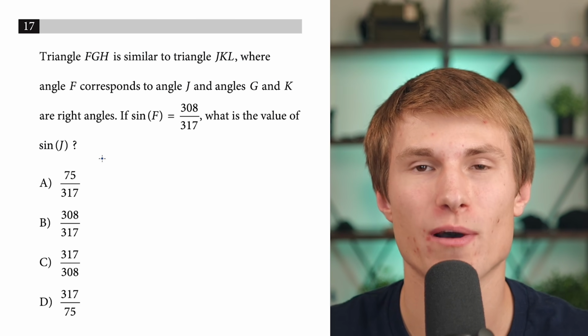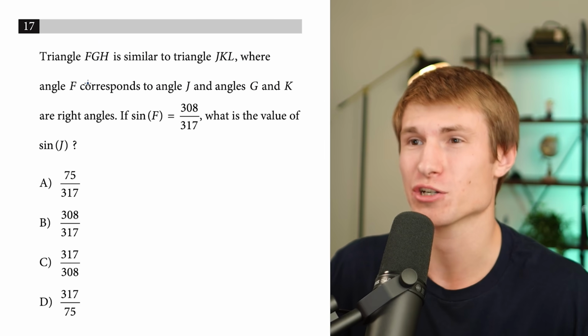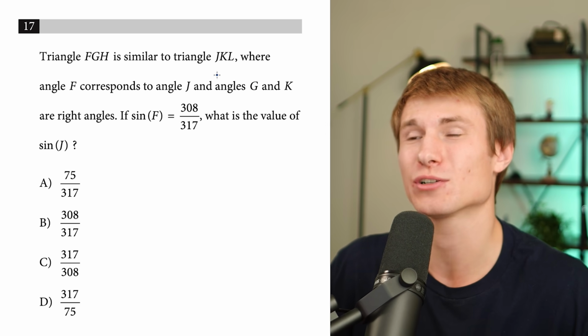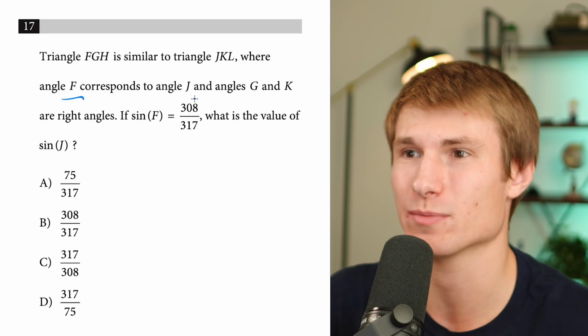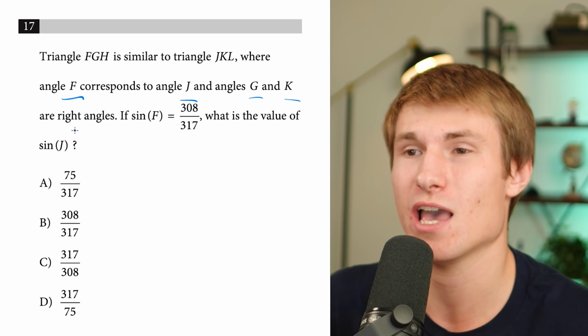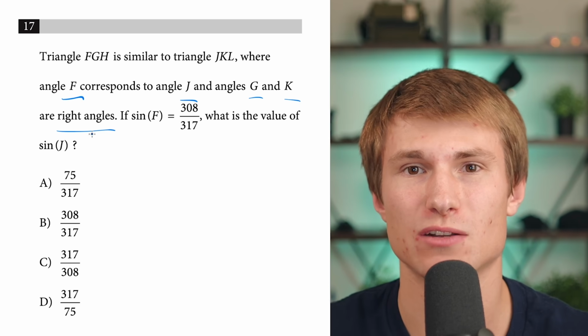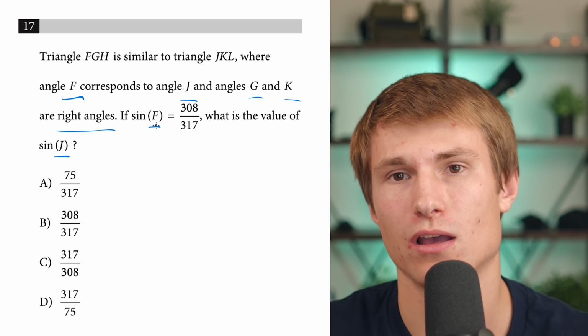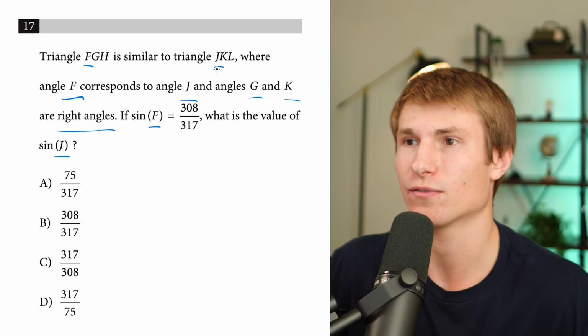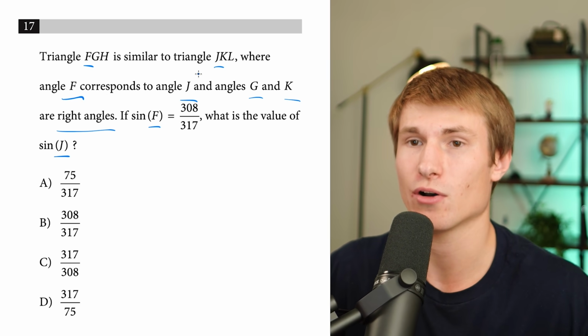Here's something you need to know about similar triangles for the SAT math section. Question 17 states triangle FGH is similar to triangle JKL, where angle F corresponds to angle J, and angles G and K are right angles. If sine of F is equal to 308 over 317, what is the value of sine of J? Well, we know that F and J are referring to the same angle. These are similar triangles. They have all the same angle measures.